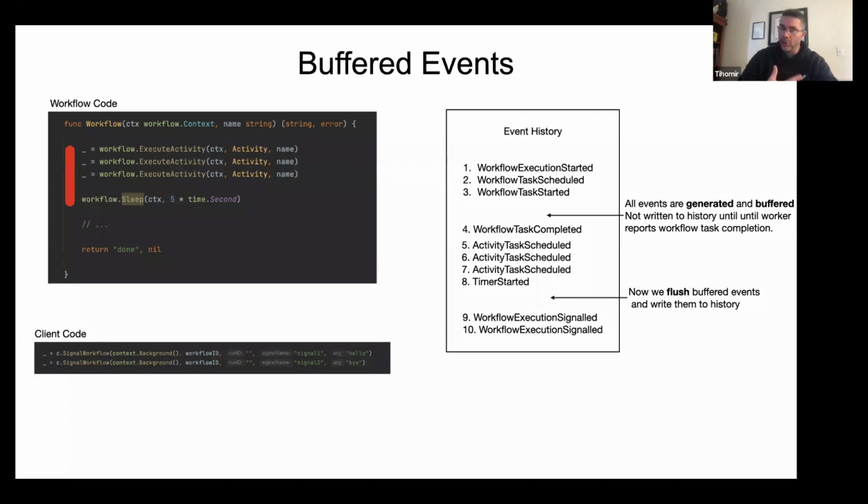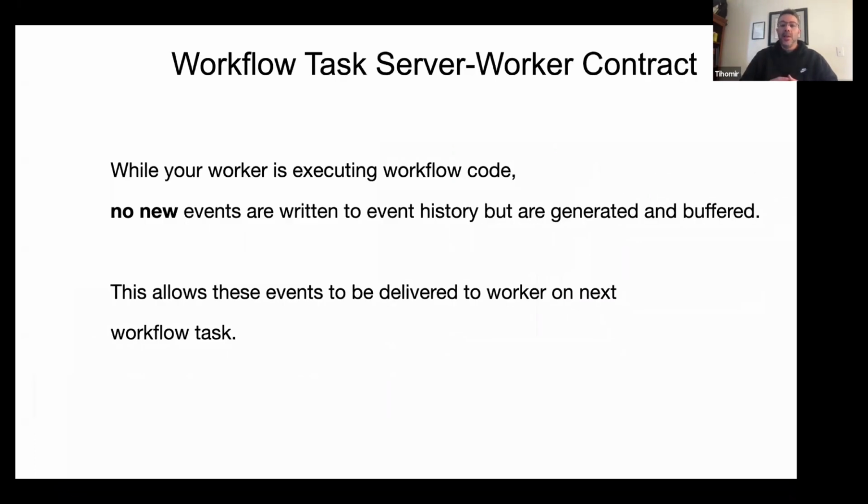Now, these are not only signals, because buffered events can be things like, I'm going to hurry up, we only have a couple more minutes. Buffered events can be things like async activity completions, async child workflow completions, timer completions, and things like that. Things basically that happened while our worker was busy executing these 4 or 5 lines of workflow code that corresponded to a workflow task. So hopefully that makes sense.